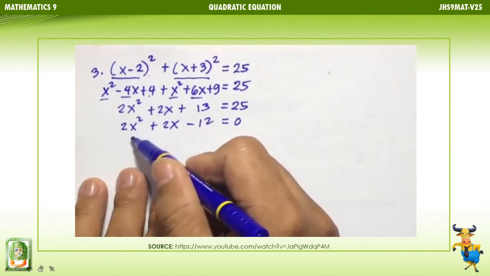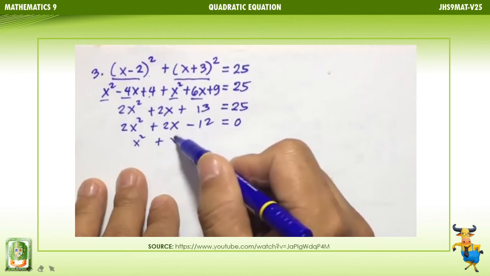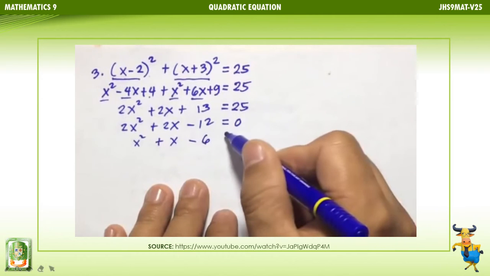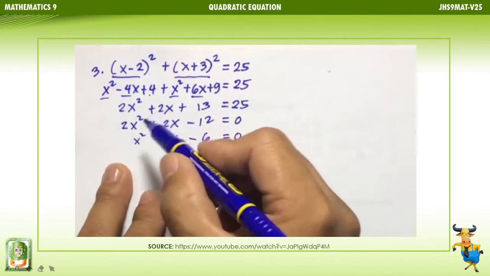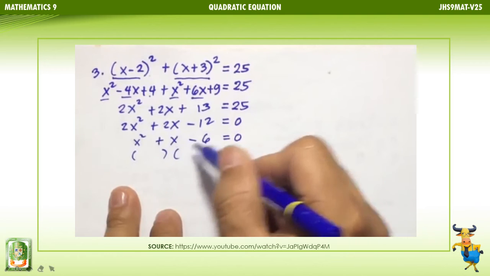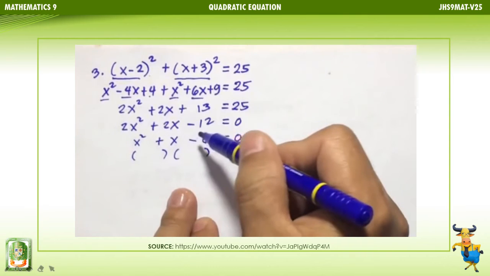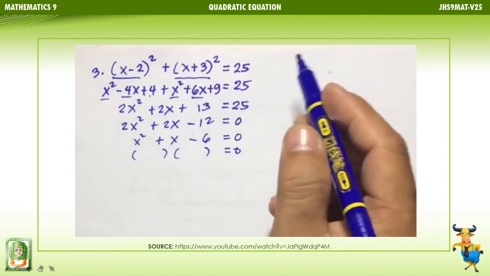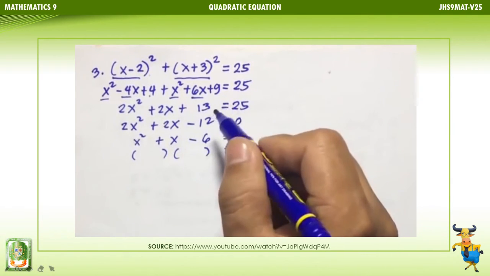So 2x squared divided by 2 is x squared. Then 2x divided by 2 is x. Then negative 12 divided by 2 is negative 6. Then this will be equal to 0. Then solving this one using factoring. So we're going to find factors of negative 6, in which if we add the two, the answer will be 1. So the answer here will be 3 and negative 2.